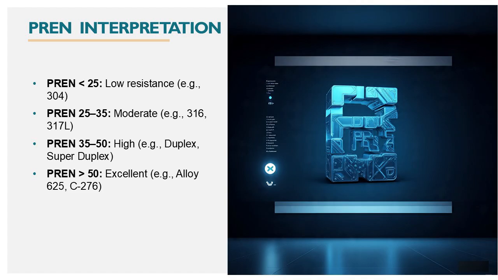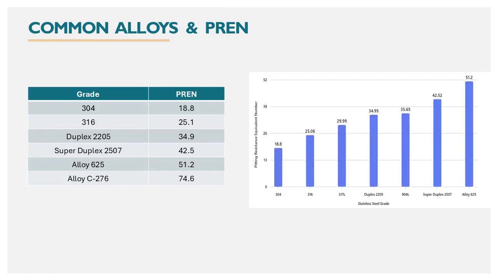Interpretation of PREN values. PREN less than 25: low resistance, for example 304 stainless steel. PREN between 25 and 35: moderate resistance, for example 316 and 317L stainless steel. PREN between 35 and 50: high resistance, for example duplex and super stainless steels. PREN greater than 50: excellent resistance, for example super duplex, super austenitic, and nickel alloys. Notice how duplex and super duplex outperform standard stainless steels, and nickel alloys dominate in extreme conditions.